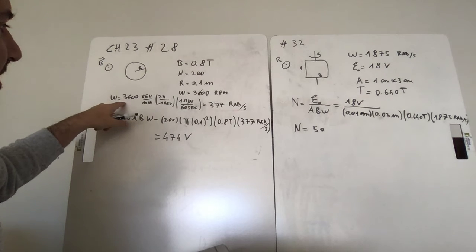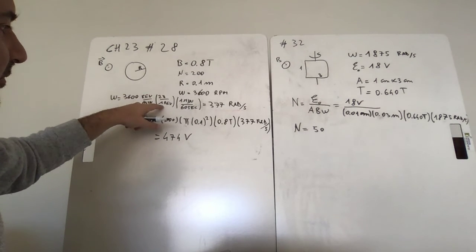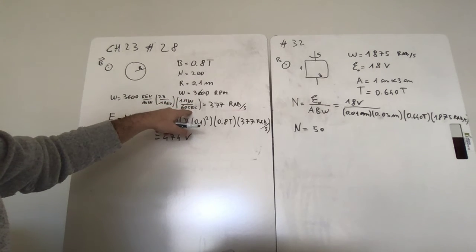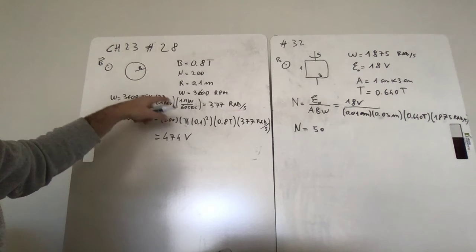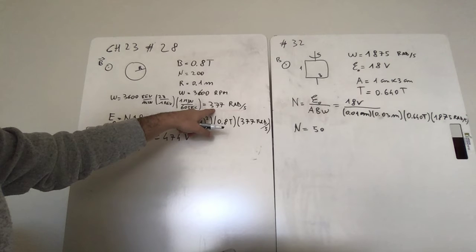And so we have 3,600 revolutions per minute. We change the revolution as 2 pi over one revolution. And we change the minute as 1 minute over 60 seconds. Okay, we convert all these units together. So that at the end, we have that the omega, the angular velocity, is 377 radians per second.